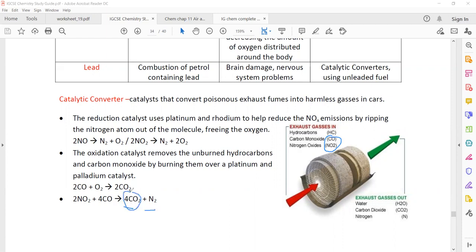Carbon dioxide can cause global warming, but it has less effect on the atmosphere and the human body as compared to carbon monoxide. And nitrogen is inert in nature, so it does not cause any harm to humans. So it reduces the emission of carbon monoxide and oxides of nitrogen. And what happens to the unburned carbon? It is oxidized, because there are two things: one is an oxidation catalyst, and the other is a reduction catalyst. And then the overall equation is there.